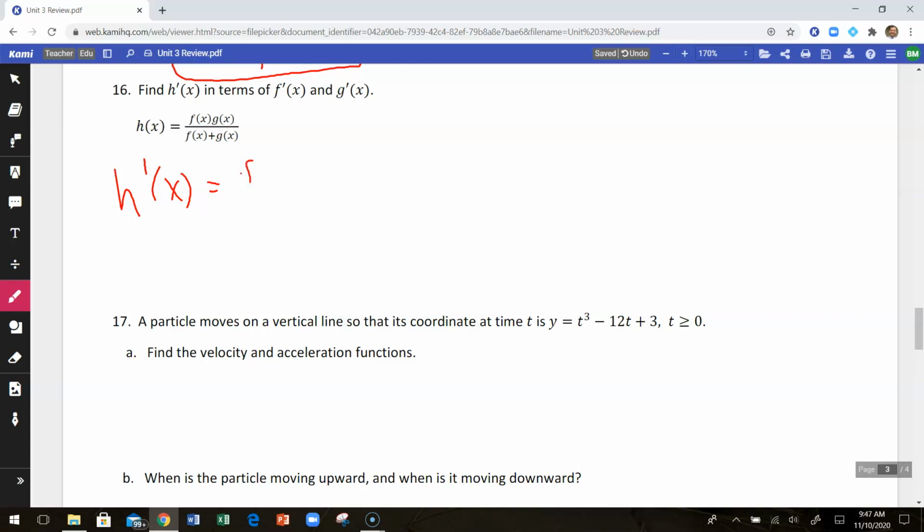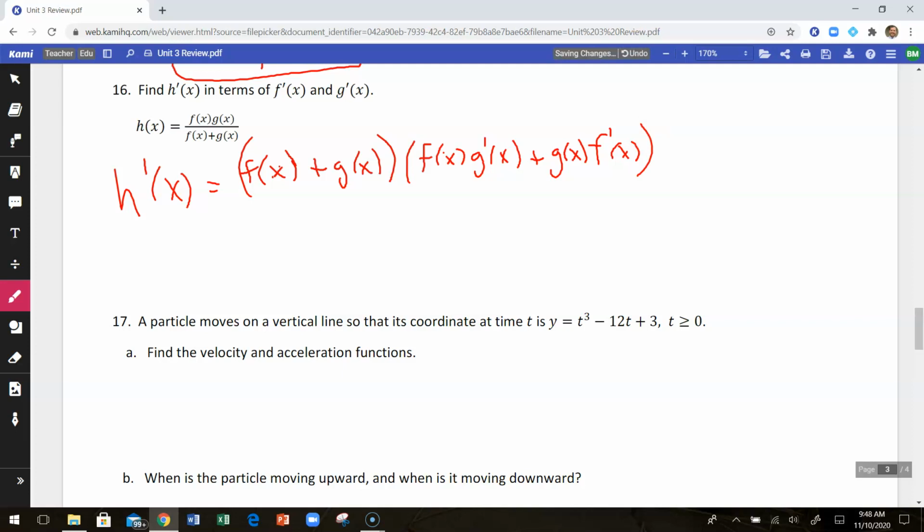So I'm going to do the bottom, which is just going to be f of x plus g of x. I'm going to take that, and I'm going to multiply by the derivative of the top. Now the top is f of x times g of x, which means I have a product here. So I'm going to do the first times the derivative of the second plus the second times the derivative of the first. So that's bottom times derivative of the top, minus the top, f of x times g of x, times the derivative of the bottom.